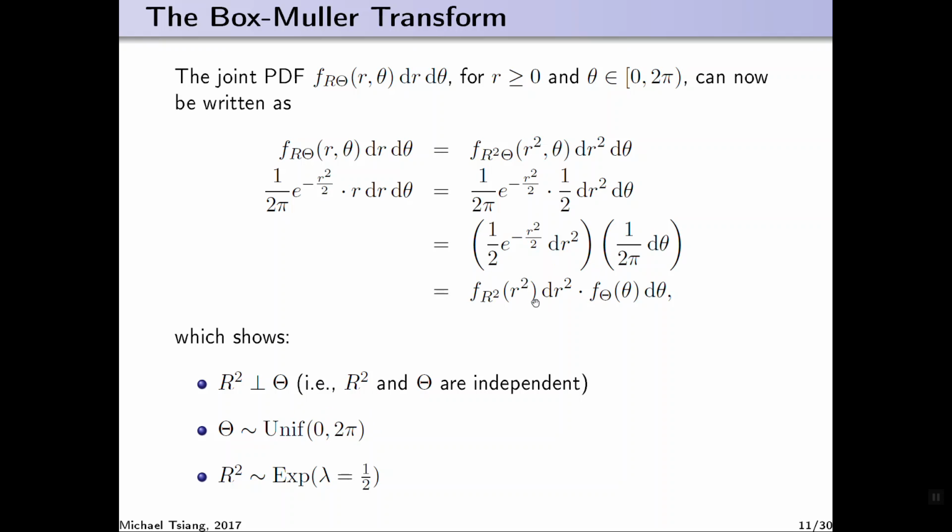Okay, and then over here, if we are just drawing r squared, if it's easier to just think of it as some variable v or something like that, this is equivalent to the exponential distribution with lambda equal to 1/2, right? Because it's lambda e to the negative lambda x, and so that's what we have here. So r squared comes from an exponential distribution with lambda equal to 1/2, and because they are independent, we can just multiply those two together. So we have r squared is independent from theta.